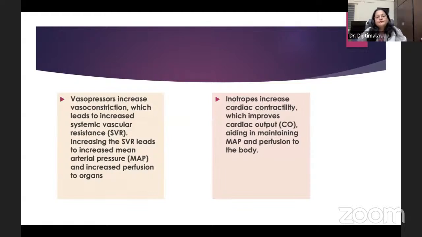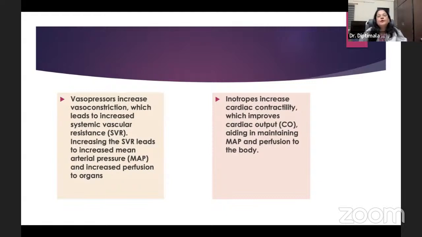Now, what are vasopressors? Vasopressors increase vasoconstriction, which leads to increased systemic vascular resistance. An increase in the SVR leads to increase in the mean arterial pressure, which increases the perfusion to organs. So this is our aim in a patient of septic shock. At the same time, the inotropes increase the cardiac contractility, which improves the cardiac output. Again, it aids in maintaining the mean arterial pressure and perfusion to the body.